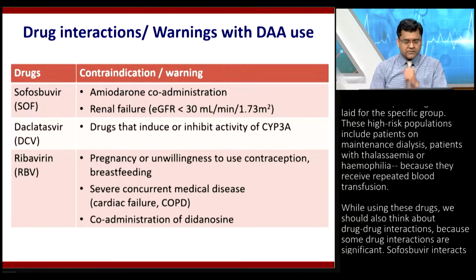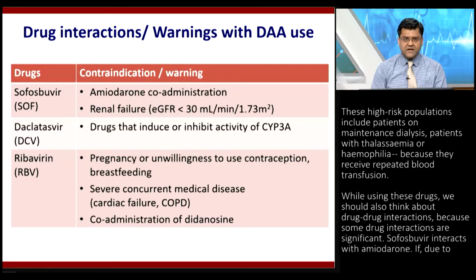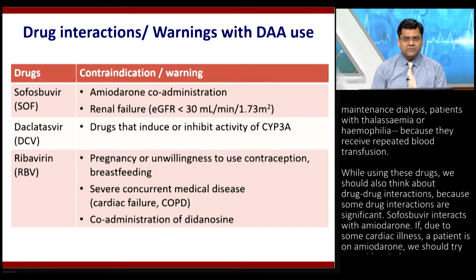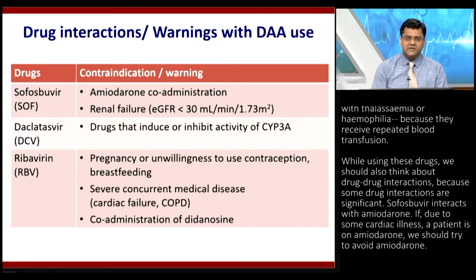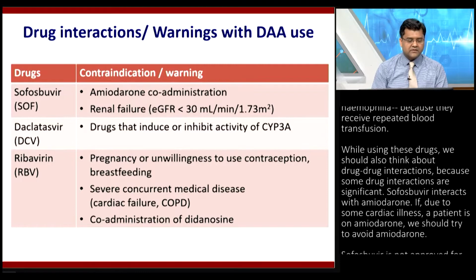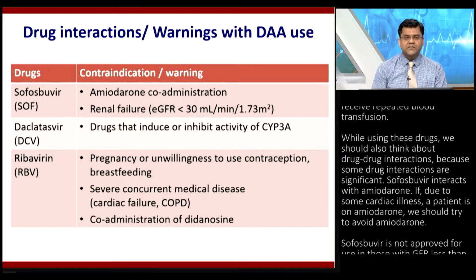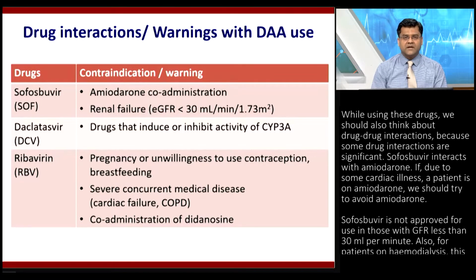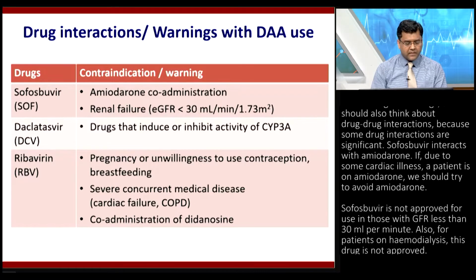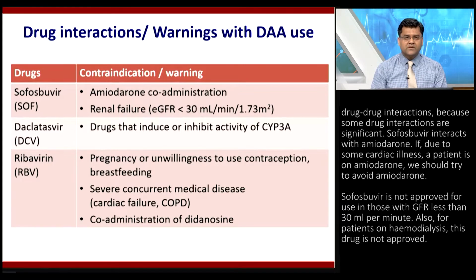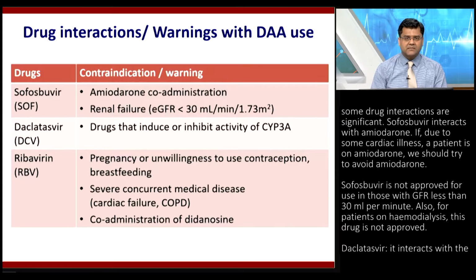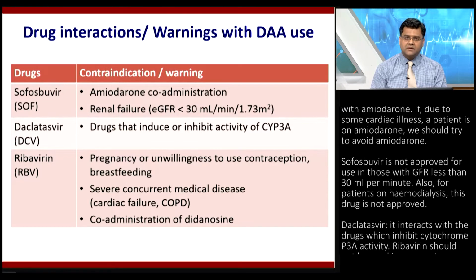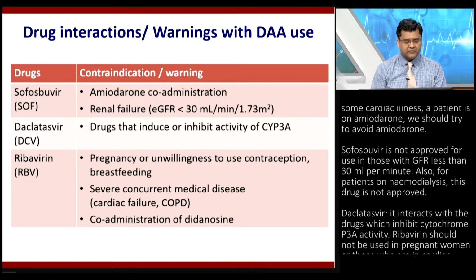When we are using these drugs, we should also be thinking about drug to drug interactions, because some significant drug interactions are there, like sofosbuvir interacting with amiodarone. So, if due to some cardiac illness the patient is on amiodarone, we should try to avoid amiodarone. It is not approved for use in those with GFR less than 30 ml per minute, meaning patients on hemodialysis; this drug is not approved.